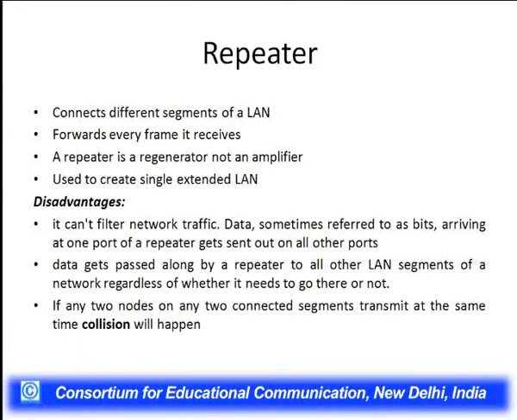So it can't filter network traffic. Data, sometimes referred to as bits arriving at one port of the repeater, gets sent out on all other ports. Data gets passed along by a repeater to all other LAN segments of a network, regardless of whether it needs to go there or not. If any two nodes on any two connected segments transmit at the same time, collision will happen. So therefore we say that a repeater is not an intelligent device.